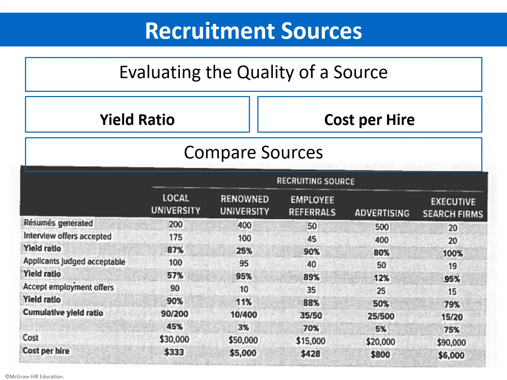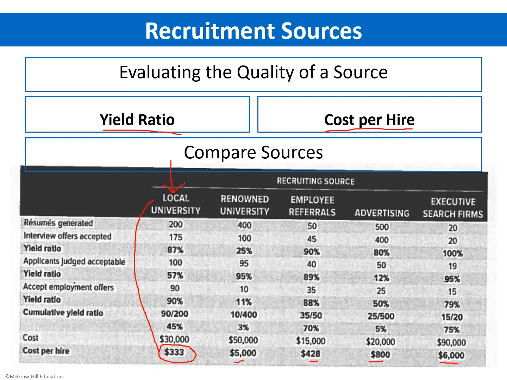Now, once we've calculated the yield ratio and the cost per hire for our sources, we can actually compare the efficiency of different recruitment sources. Okay, now if we take a look over here on the left at the local university, this is the column that we used on the previous two slides, and you'll see that the cost per hire there of $333 is lower than the cost per hire that we saw for any of the other sources in this bottom row. Okay, so the local university was the most efficient source in terms of cost per hire.